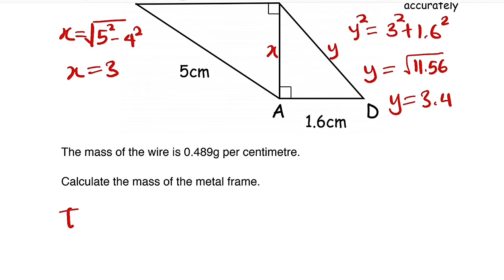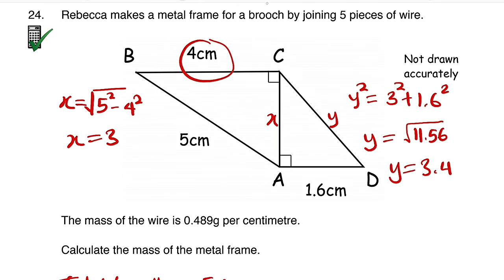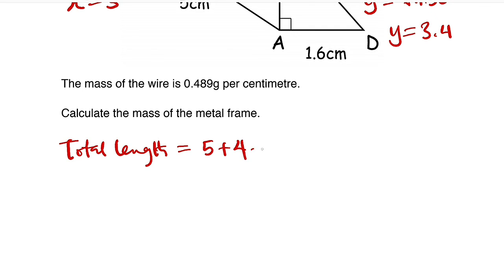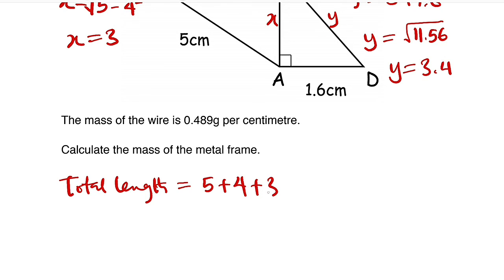So the total length of the wire will be what? We have 5 for this one. We have 4 here, plus 4, plus we need x, which is 3. We need y, which is 3.4, which we have just obtained. And the last one, 1.6. Let's add all of this together. Altogether, we have 17 cm. This is the length of the wire.